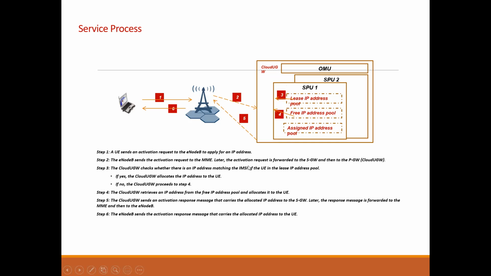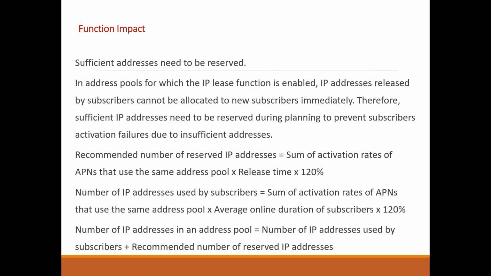These are assigned to those users which have the matching IMSI available in this IP pool. Okay, its functional impact: sufficient IP addresses need to be reserved in the address pool for which IP lease is enabled. A released IP address cannot be allocated to new subscribers immediately.